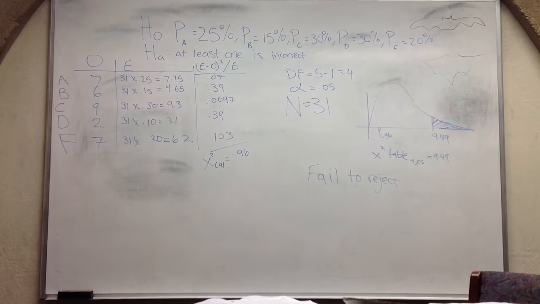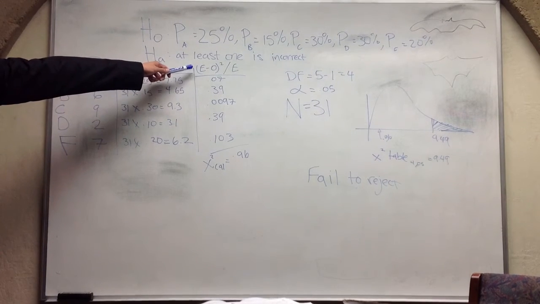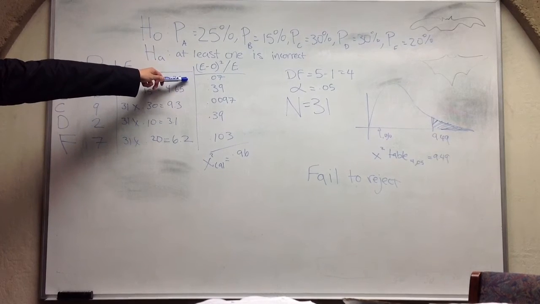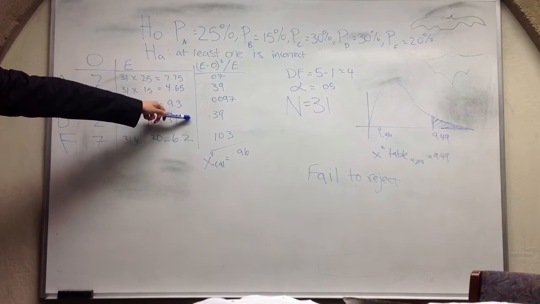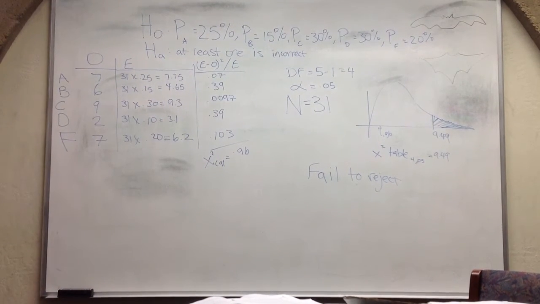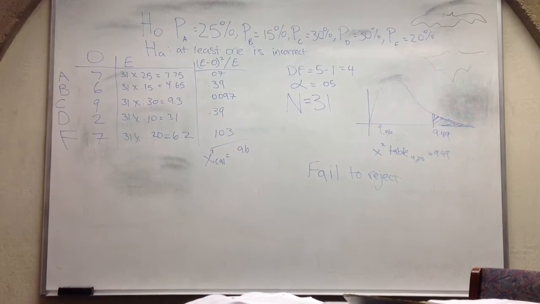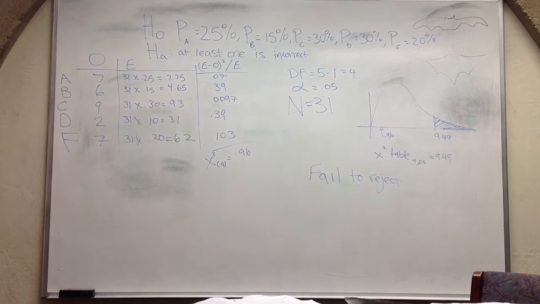Then the next part, you take E, you subtract it from O, you square that value and then divide it by E. And you end up getting 0.07 for A's, 0.39 for B's, 0.0097 for C's, 0.39 for D's, and 0.103 for F's. You add all those values together to get chi-squared calculated, which is 0.96. Now, the degrees of freedom is 5 minus 1. 5 because there are 5 different letter grades you can achieve. Then you subtract 1 to get the degrees of freedom.